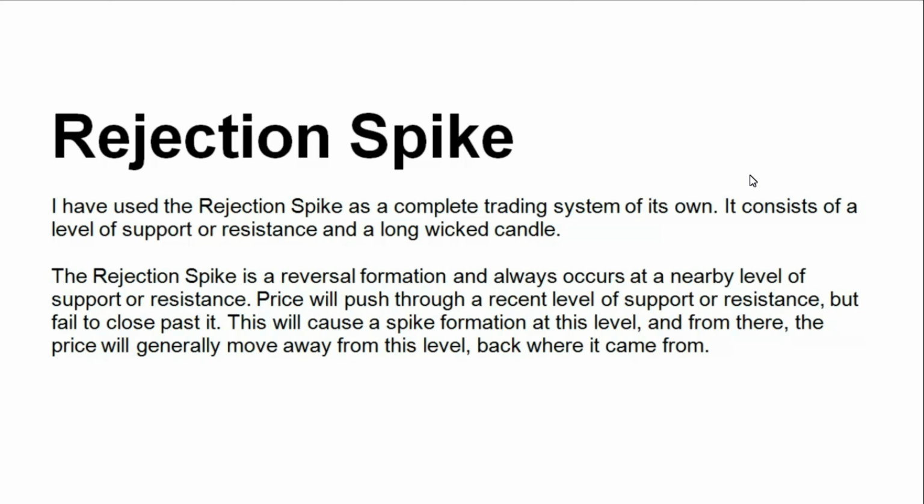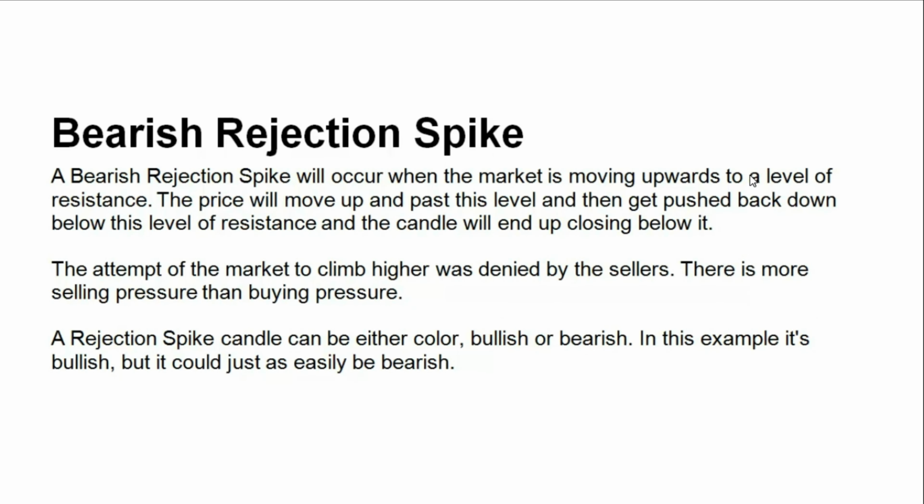All right, let me talk about the bearish rejection spike. A bearish rejection spike will always occur when the market is moving upward to a level of resistance. The price will move up and pass this level of resistance, then get pushed back down below it, and the candle will end up closing below it. We also call it a fake out or rejection. The market's attempt to climb higher was denied by the sellers. The sellers say, no, you don't pass this level, we are heavier than you. The selling pressure was higher than the buying pressure.